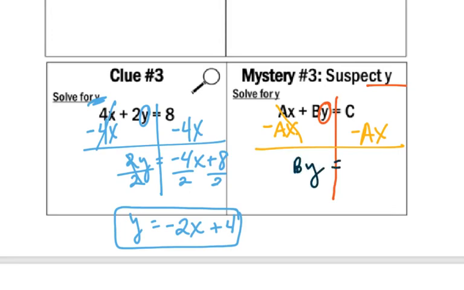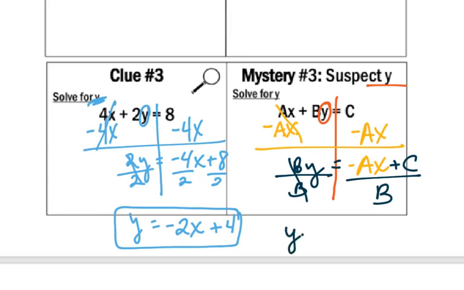These are not like terms. That's a c and that's an x. We can't put them together, so you put them next to each other. It doesn't matter which letter goes first. I like to go in order of the alphabet, so I'd put the negative ax first, and then plus c, positive c in the back. Last step, get b by itself, so I can divide by b, and then I can divide by b.